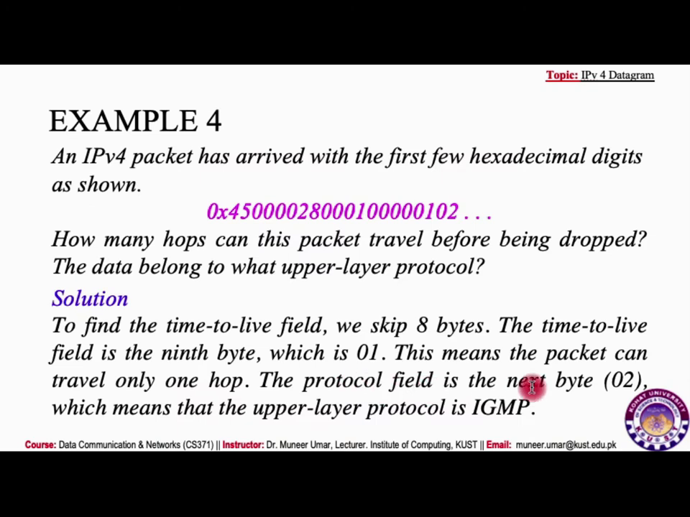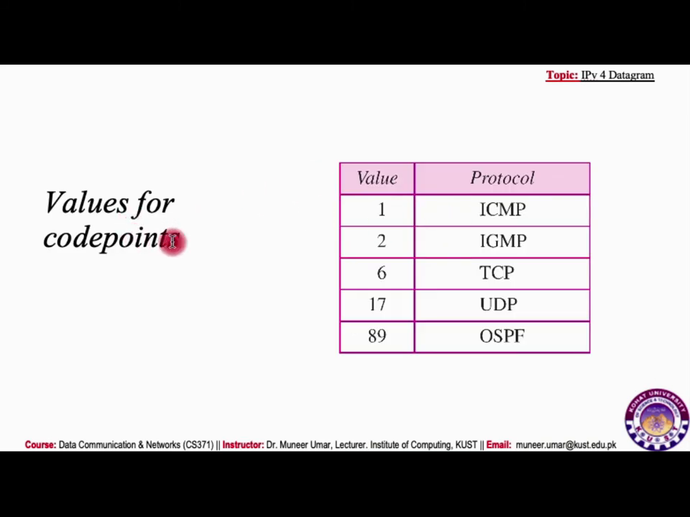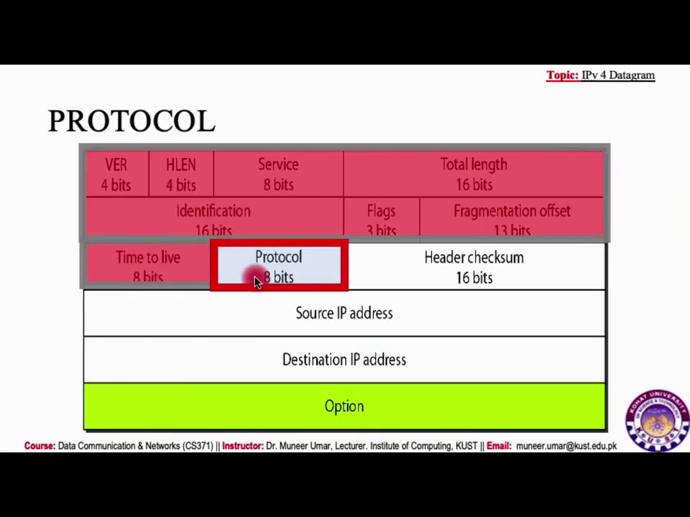So this one indicates that it is IGMP. This one has values for code points. Here we have IGMP, which is 2. The next field is protocol of 8 bits.